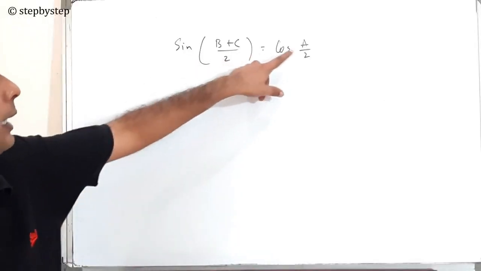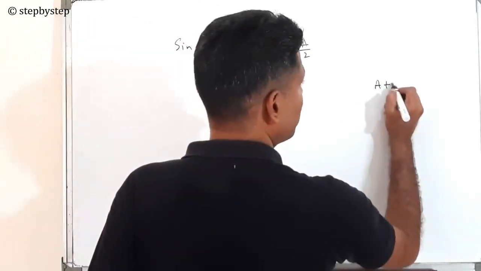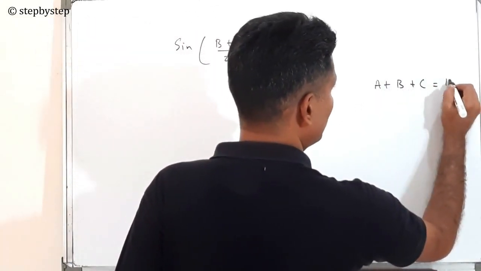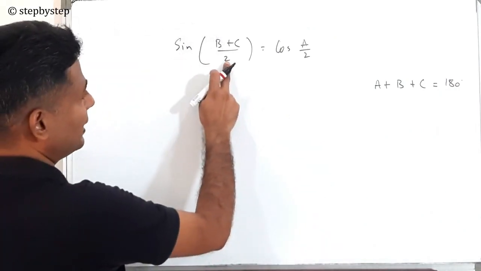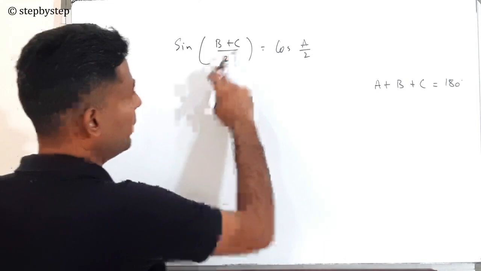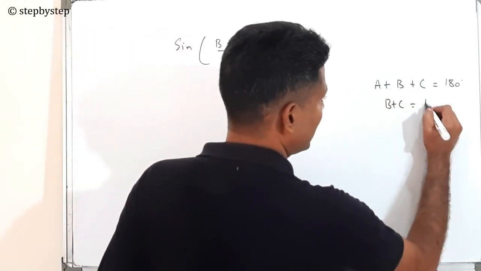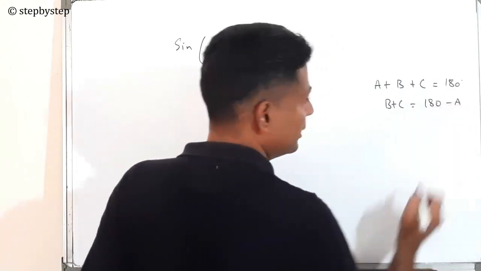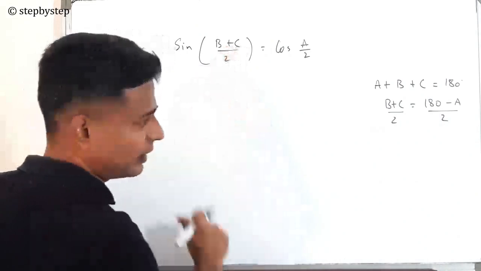They have said A, B and C are interior angles of a triangle, which means what? A plus B plus C will be equal to 180 degree. And they have told you to show sin B plus C by 2 equal to cos A by 2. Now B plus C is on one side. So I'll keep B plus C here and I'll transpose A that side. So I get 180 minus A. Now both sides I'll divide by 2 because we have to find B plus C by 2.